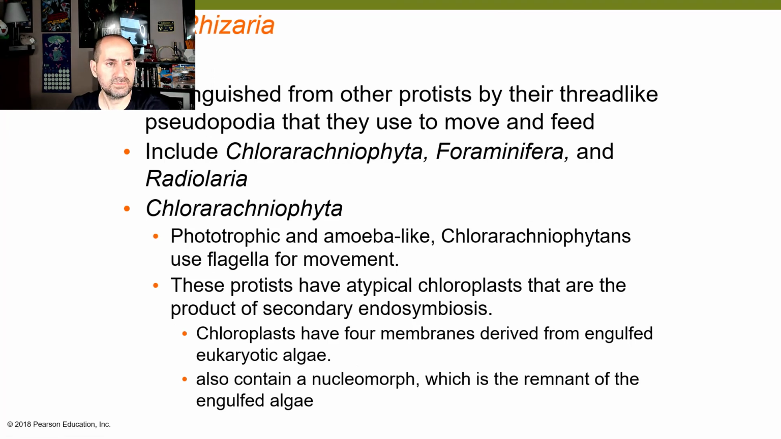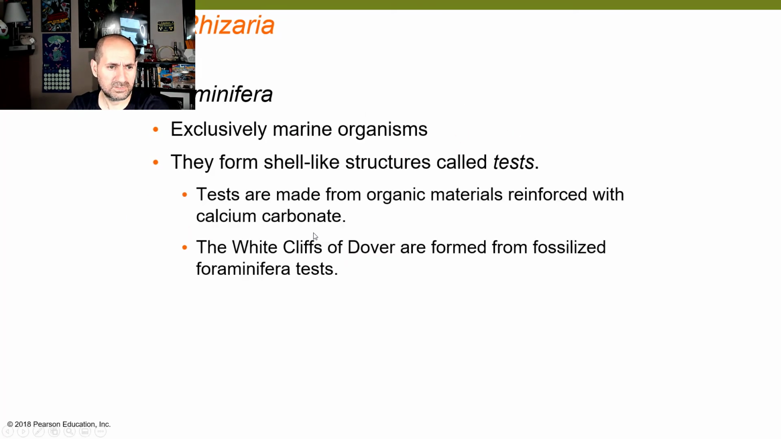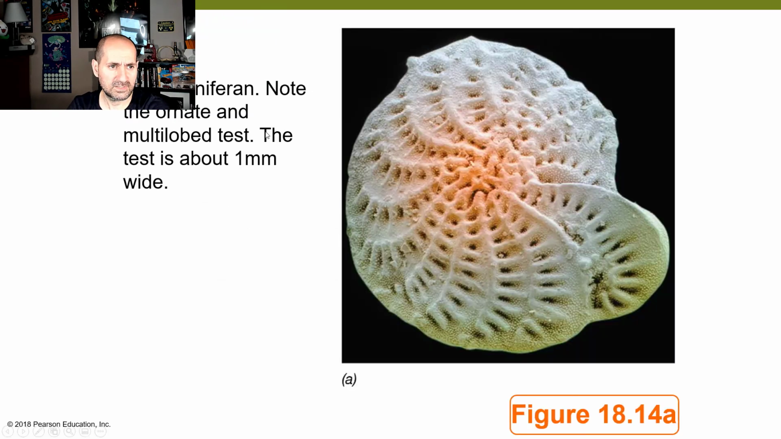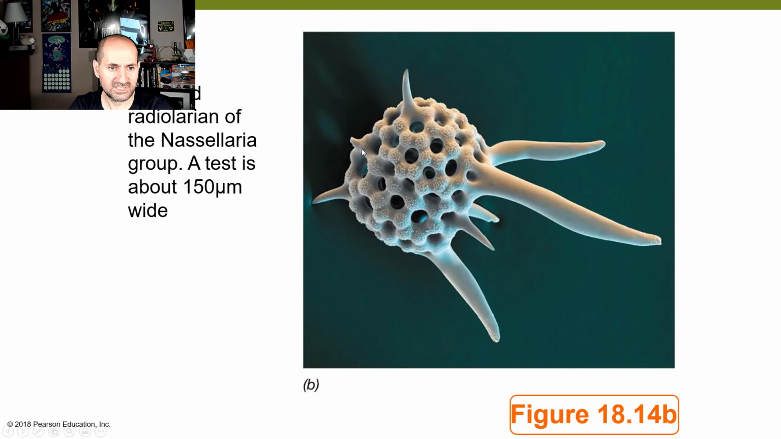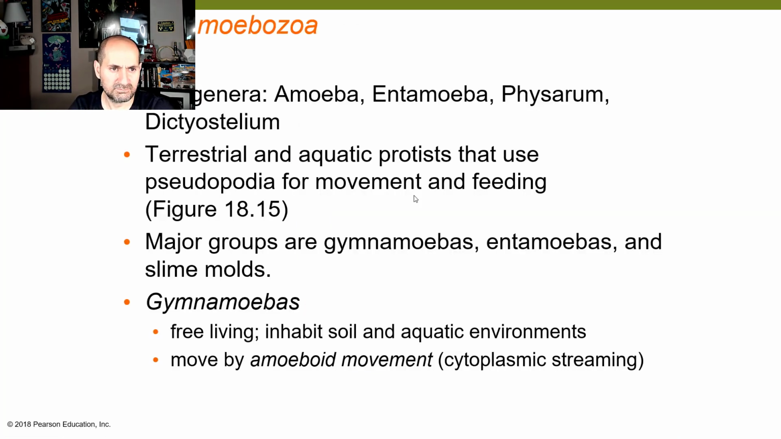All right, next we have the Rhizaria. These are distinguished from other protists by having thread-like pseudopodia that they use to move and feed. I don't need you to know all the different examples here. I threw them in so that you get an appreciation for what their tests look like. They have these test structures, and they have radial symmetry. But you don't have to worry about that. Let's move on to amoebozoa.